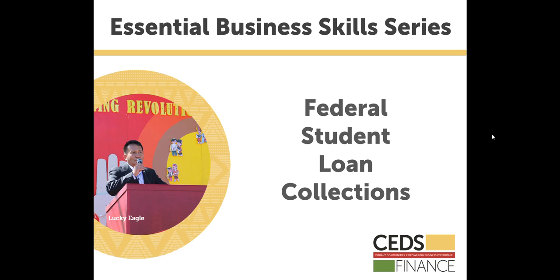The Department of Education generally considers a borrower to be in default when they fail to make a loan payment for at least 270 days. And it's important to know that while a statute of limitations does apply to other consumer debts, there is no statute of limitations for federal student loans.